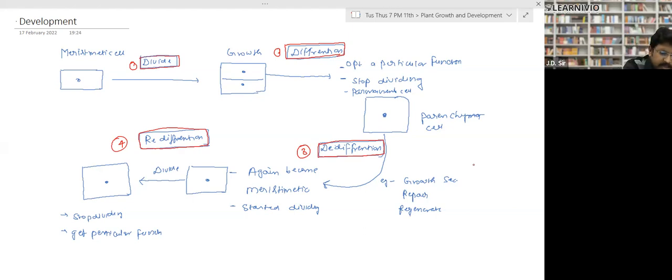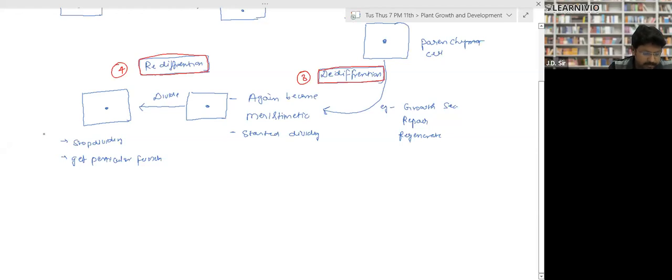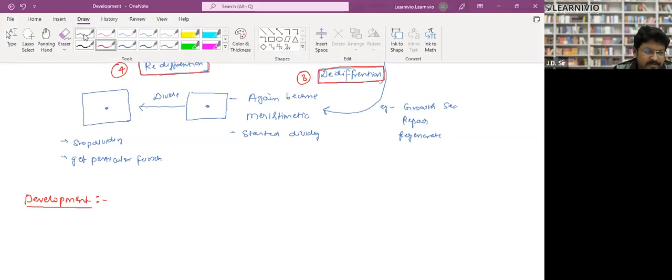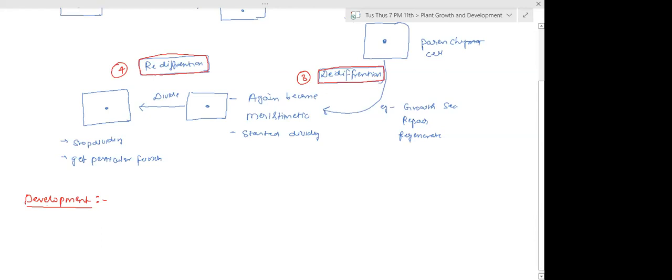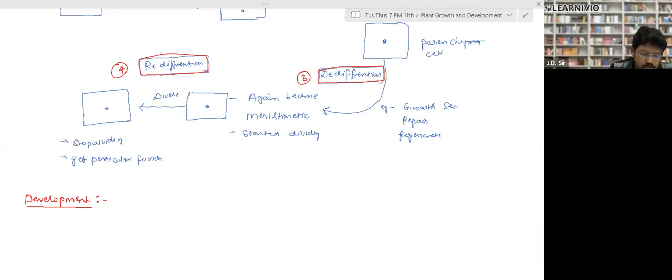Now, next thing is the definition of development. Can you tell me what is development? Anyone of you? Growth of something, that is development. Note it down. Development is the sequence of events that occur in life history of a cell, organ or organism.